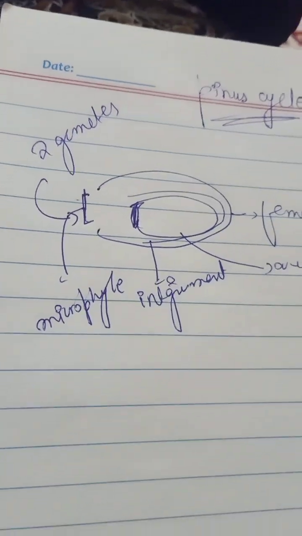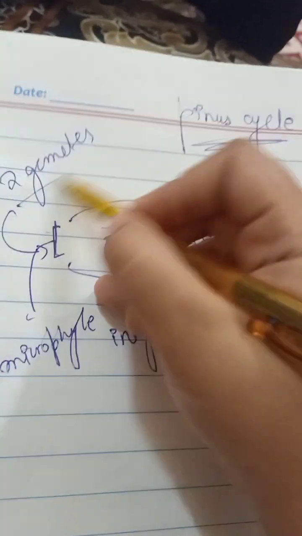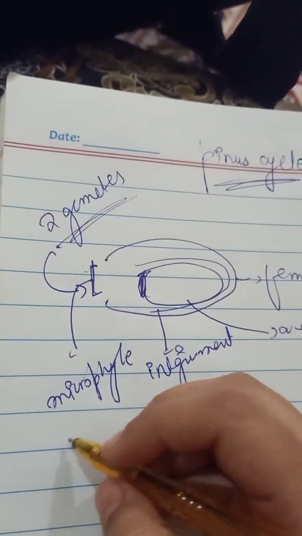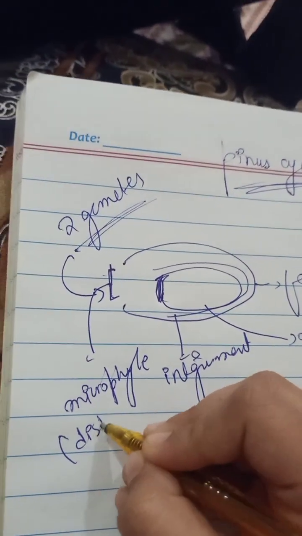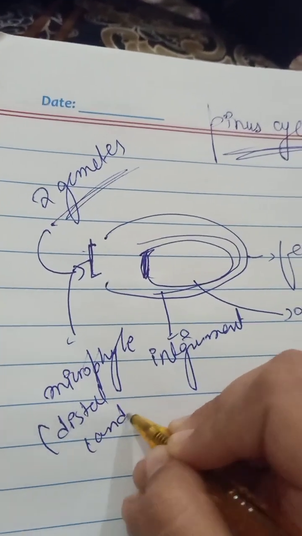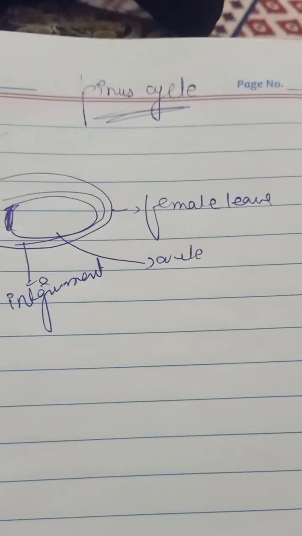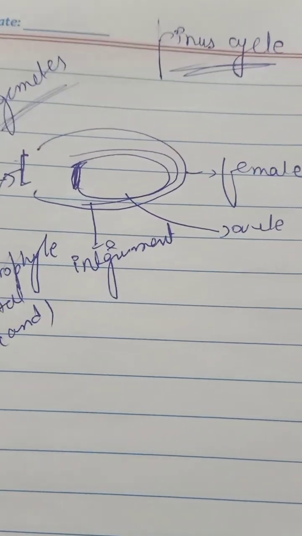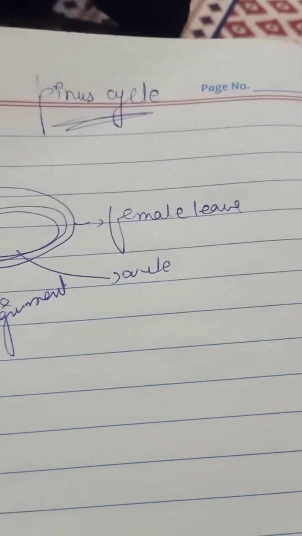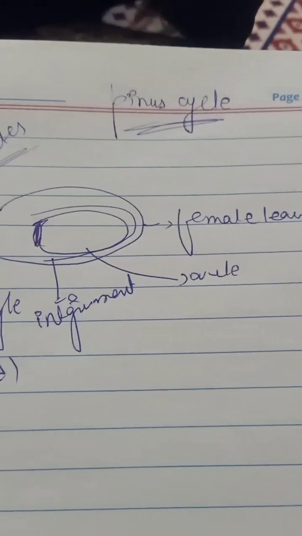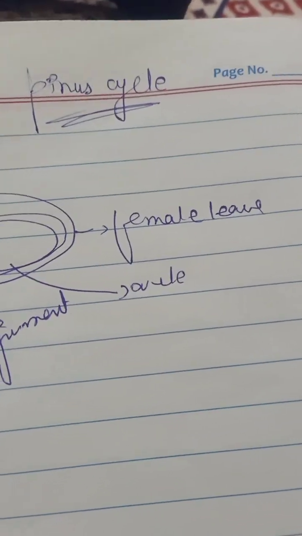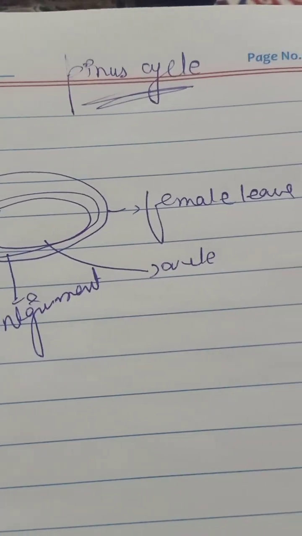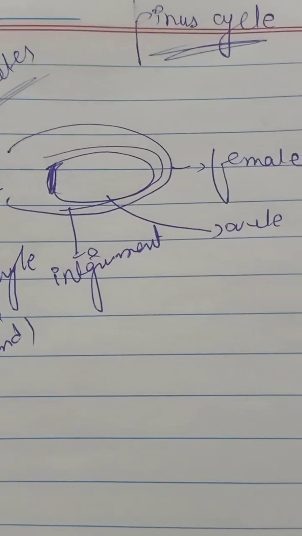Let's see how. If you haven't watched the video on how the male gametes are produced, you can watch that previous video. So the micropyle is also called the distal end, and from here the male gametes will move toward the female ovule, or you can say the megasporangium, for the fertilization. As we discussed in the previous video, that was the micropyle.